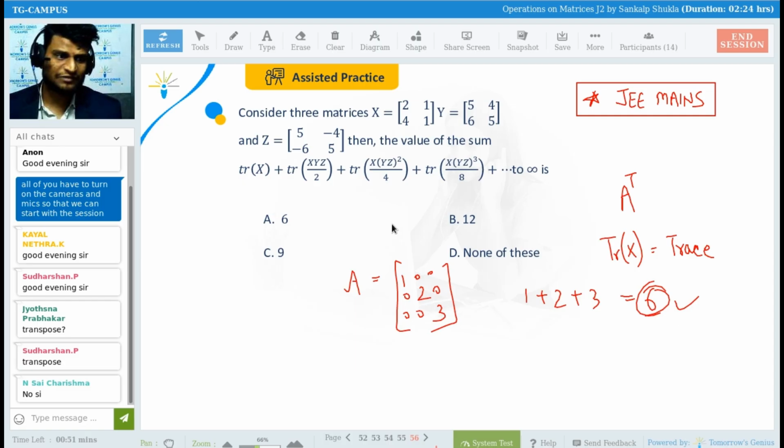So this is a concept which is not in CBSE, only in JEE Mains, and I clearly told you guys in the first session. The ones who have no idea, just note it down somewhere else. What do you mean by trace of matrix? It is the sum of the elements present in the principal diagonal, and it is represented by TR. Transpose is something else.